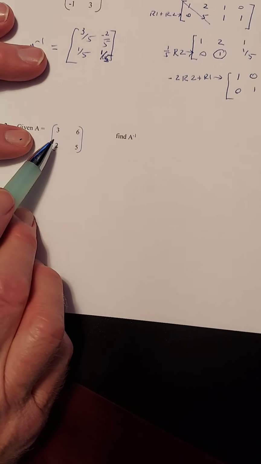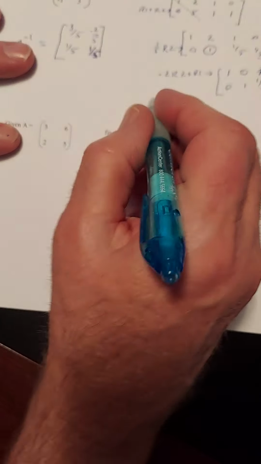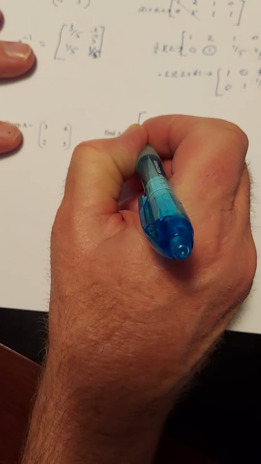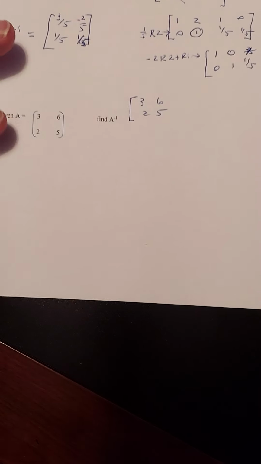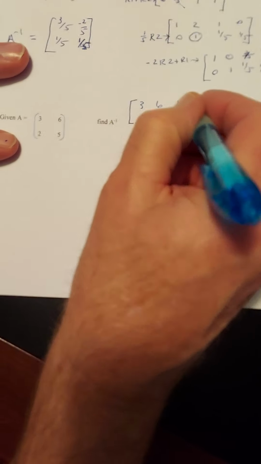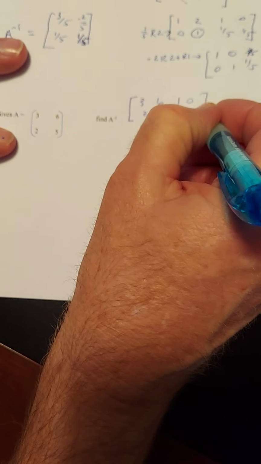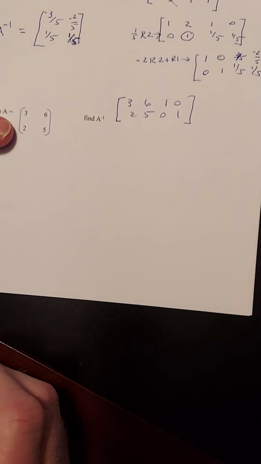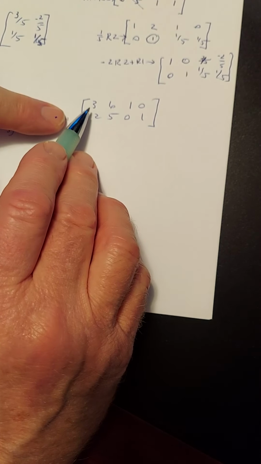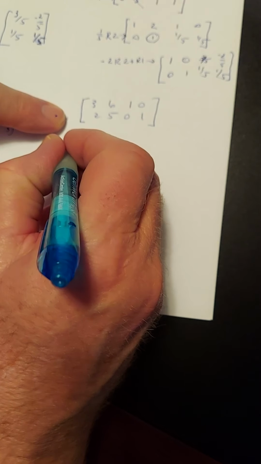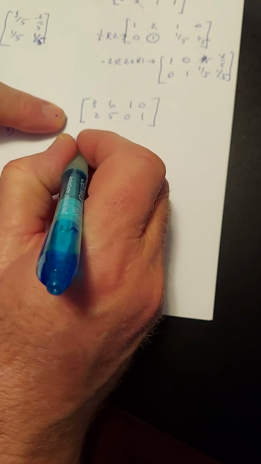Okay, let's do another one. My next example, I start with 3, 6, 2, and 5. So I'm going to go 3, 6, 2, and 5. All I did was copy the numbers. And then you put the identity right behind it. Now I want to get a 1 where the 3 is. So we know we're going to multiply by 1/3. So that's 1/3, row 1.